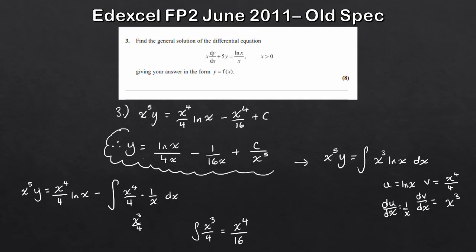So quite a long question there. And it's very easy to make a mistake with the integration by parts. So that's why that one is a couple of extra marks for your general solution. So there we have it. So that's my general solution.